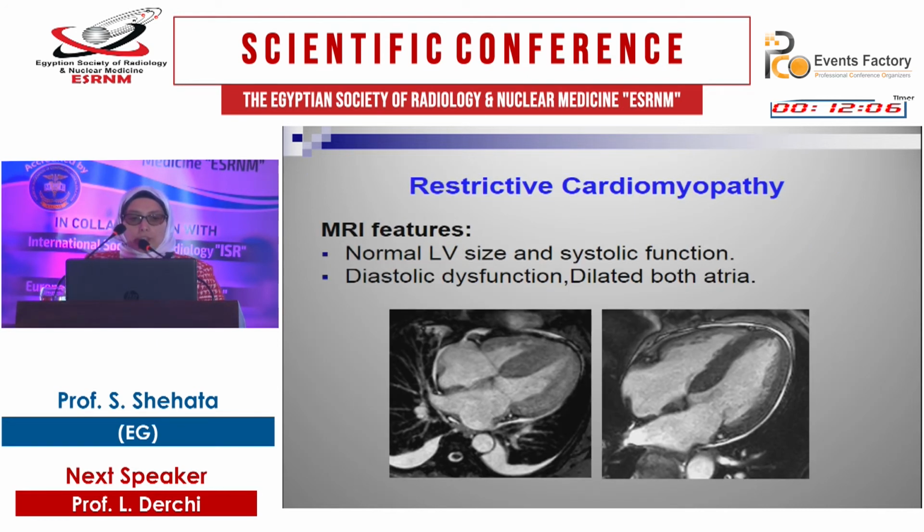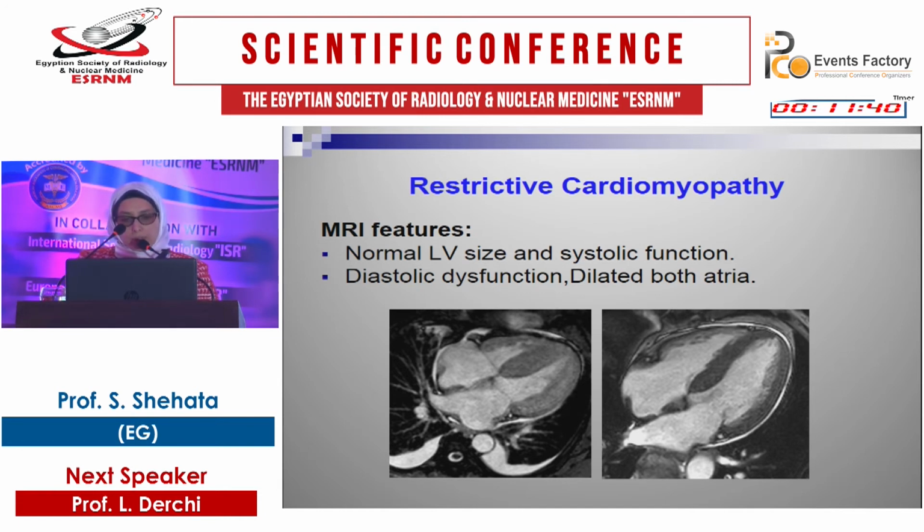Restrictive cardiomyopathy is due to multiple infiltrative diseases like amyloidosis, sarcoidosis, and Loeffler's. There is normal left ventricular size and systolic function. However, diastolic dysfunction leads to congestive heart failure, leading to a dilated left atrium. In this patient with amyloidosis, circumferential hypertrophy is noted through the left ventricular wall with subendocardial and mid-wall extension of the late gadolinium enhancement.